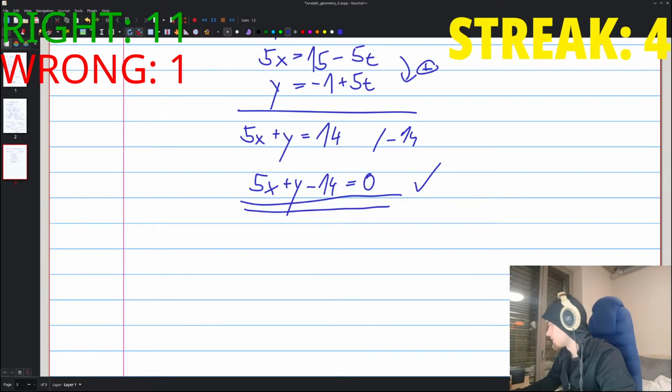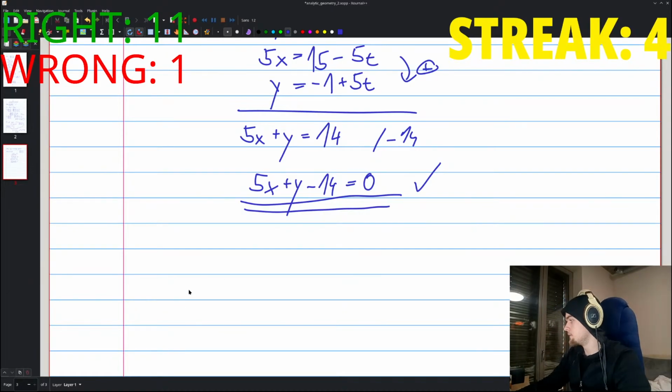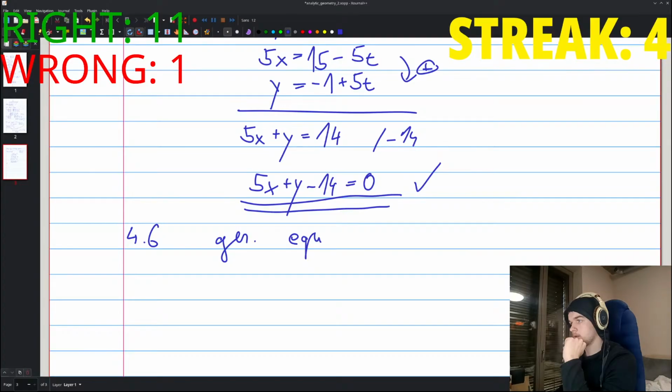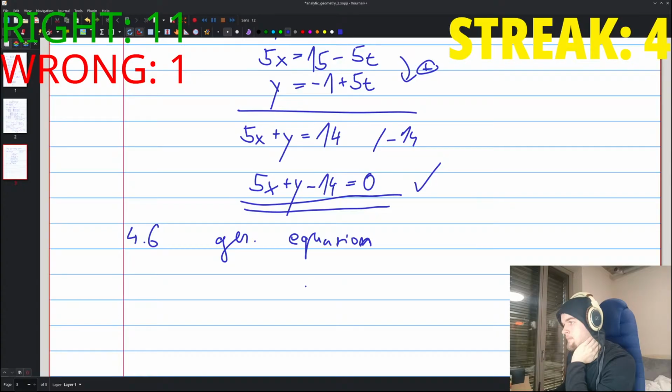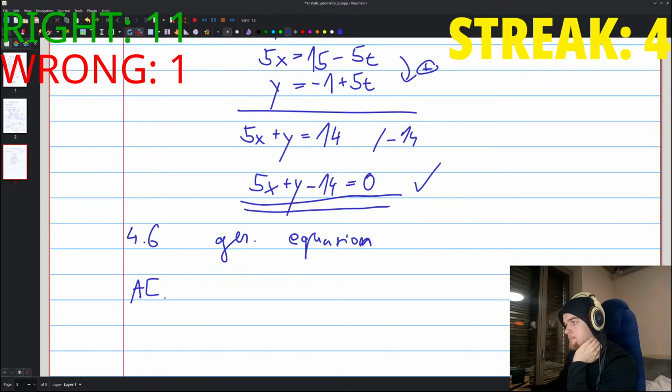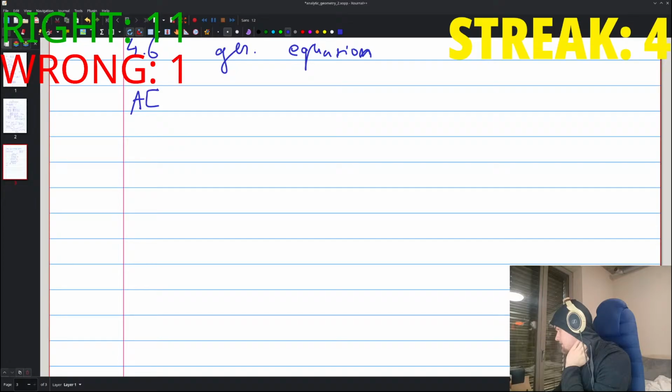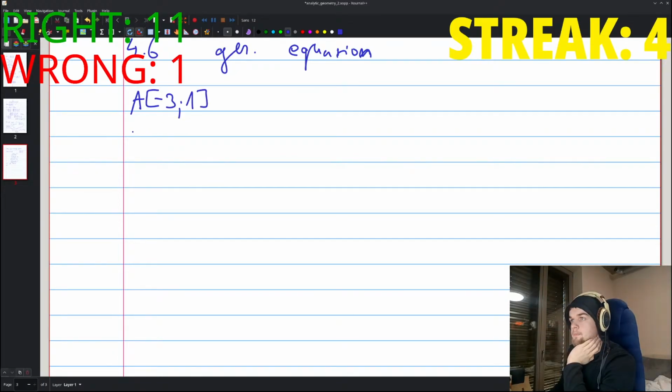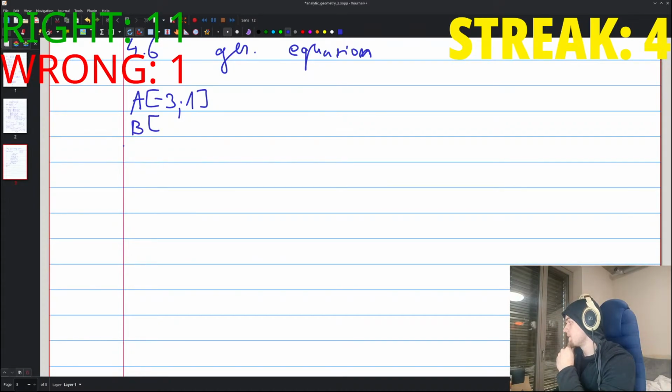Okay, this is quite smart actually. So they want us to do for 6, again, the general equation of the line. We have point A, which is minus 3, 1. And point B, which is minus 3, 7.